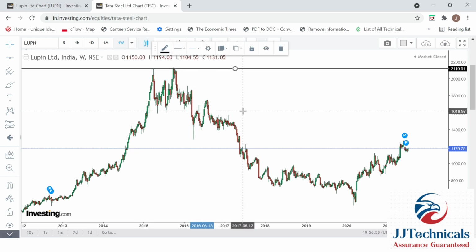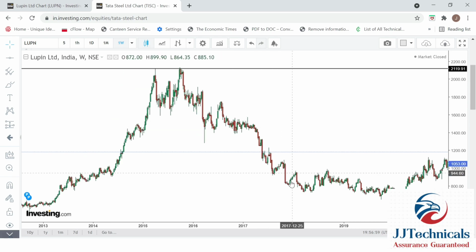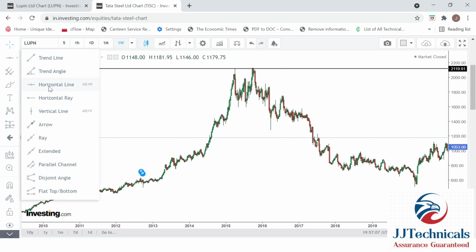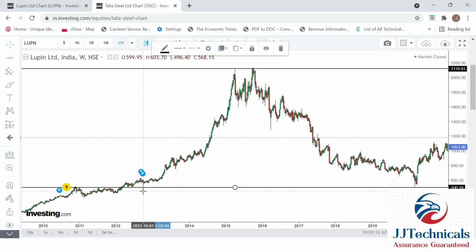See exactly the resistance here. So when that particular stock hits here, it is taking a resistance there. Same way, if you see, there is a proper support at this point of time. See, this year is 2012 and this year is 2020. So after 8 years this particular stock has given a breakout.